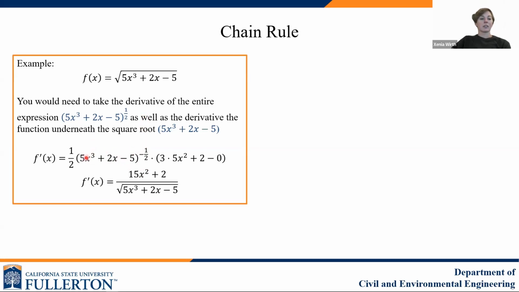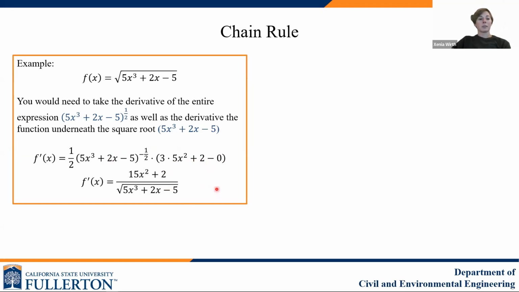But then I need to take the derivative of this function inside. And that derivative is 3 times 5, x squared, plus 2. And minus 5 goes away because it's a constant. So it's actually 15x squared plus 2.